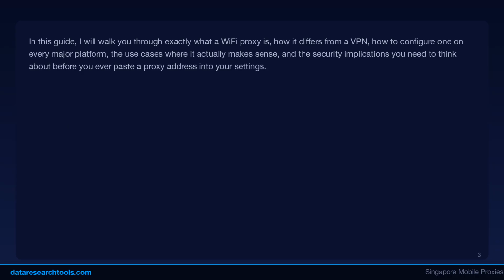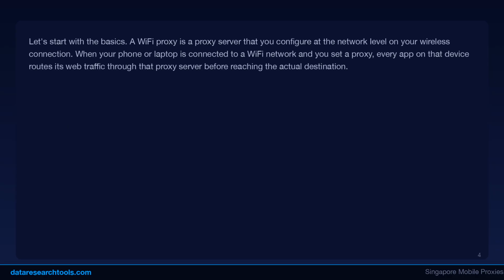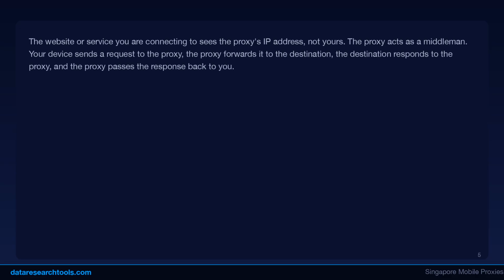A Wi-Fi proxy is a proxy server that you configure at the network level on your wireless connection. When your phone or laptop is connected to a Wi-Fi network and you set a proxy, every app on that device routes its web traffic through that proxy server before reaching the actual destination. The website or service you are connecting to sees the proxy's IP address, not yours. The proxy acts as a middleman. Your device sends a request to the proxy, the proxy forwards it to the destination, the destination responds to the proxy, and the proxy passes the response back to you.